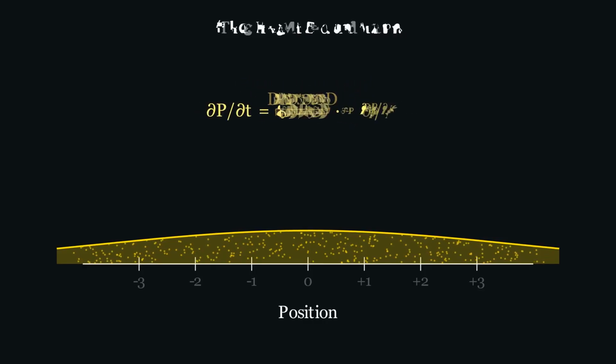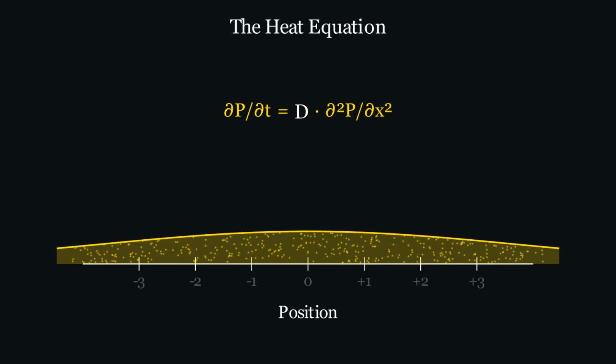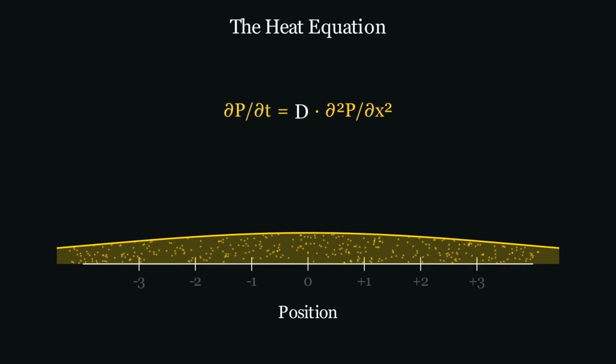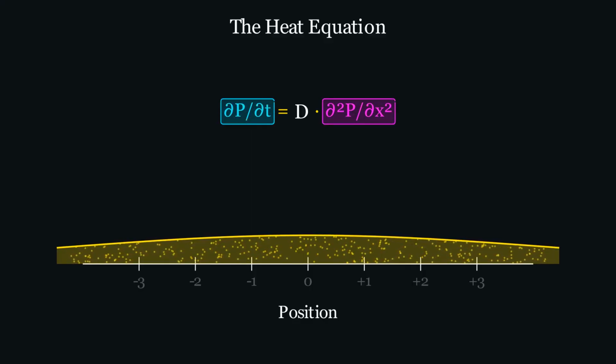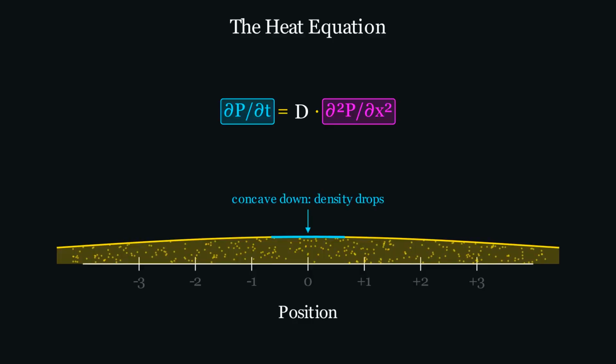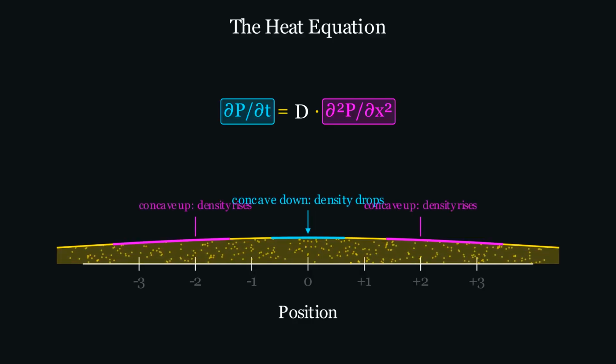This gives us one of the most celebrated equations in all of mathematical physics, the heat equation. The partial derivative of probability density with respect to time equals the diffusion coefficient times the second spatial derivative. Notice what this equation is actually telling us. The rate at which density rises or falls at any point depends entirely on spatial curvature. Where the bell curve is concave down, peaked at the center, density leaks away into the surroundings. Where it is concave up in the flat outer tails, density flows in and fills the void.